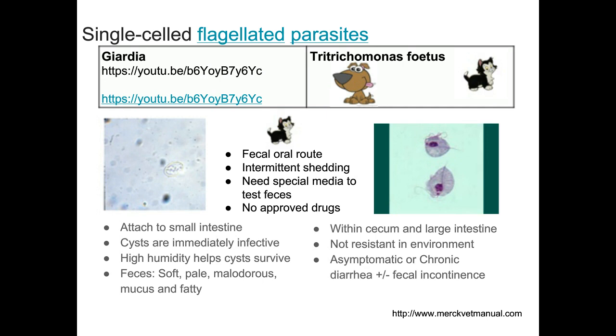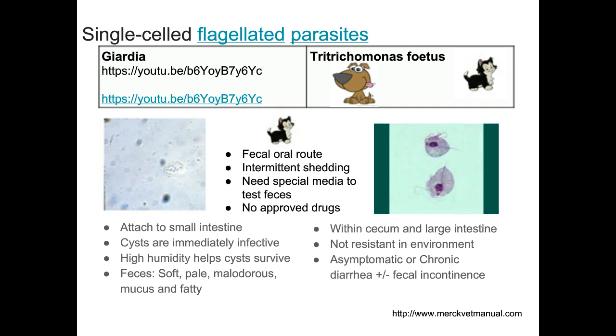It can cause intermittent shedding. So again, if you do one fecal today, you might not see it, but then tomorrow you might see it. So that's why we don't always look for it. They are found in two different parts of the intestine. So Giardia is in the small intestines, and Trichomonas is in the larger intestines and the cecum. Some other things is high humidity will help Giardia. So Giardia is the one that you see in the mountains where people are drinking contaminated water, and then they're going to get the diarrhea from that.